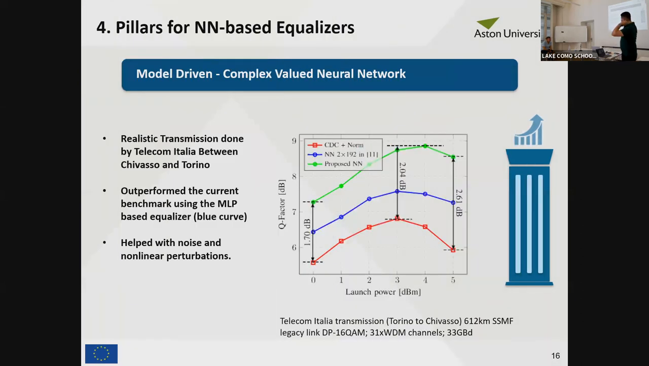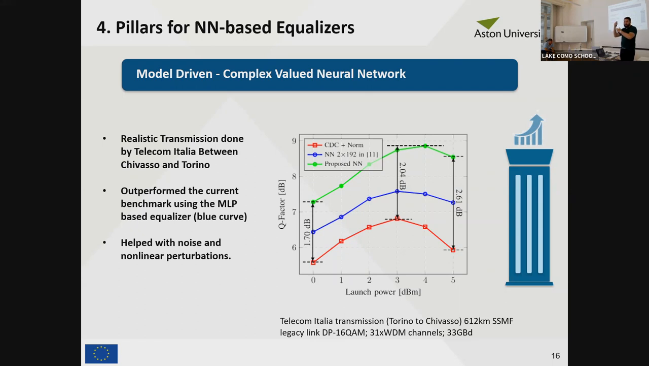This was the result here in Italy. We did a real transmission with Telecom Italia from Torino and Chivasso. They transmitted random data in a real legacy link and gave us this data for post-processing of the symbols. And this was the gain that we produced at 2.05 dB, which is quite good because those components here are 15 years old.